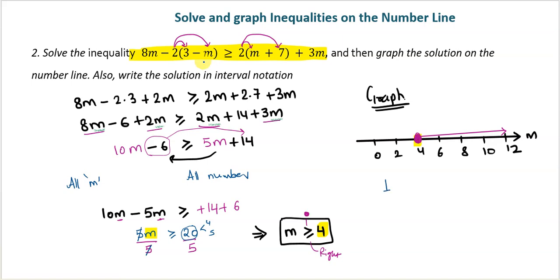And in interval notation, what will you say? You have 4. Now, since it's moving on the right side, it will reach infinity. So, infinity. And with infinity, it's always an open bracket. And since it's greater than or equal to, a closed bracket at the 4. Okay, so it means that the point 4 is included. Okay, this is your solution.